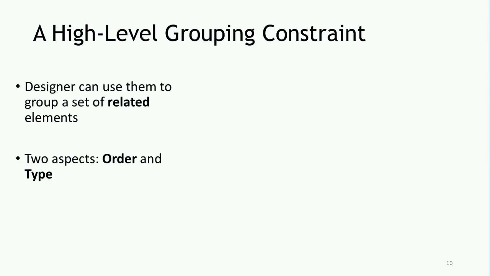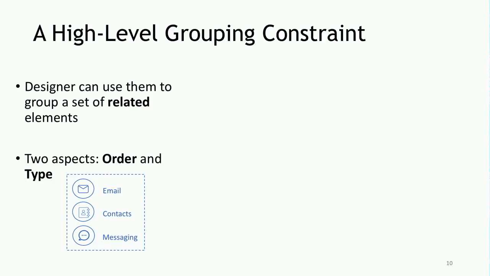So in Scout, the designer can create a high-level semantic grouping constraint, and that is used to group together related elements in the UI. It can have two aspects. One is order, which means the designer can fix the order of the elements or state that the elements are free to move in our variations. And type means that all of the sub-elements inside of the group should be laid out uniformly.